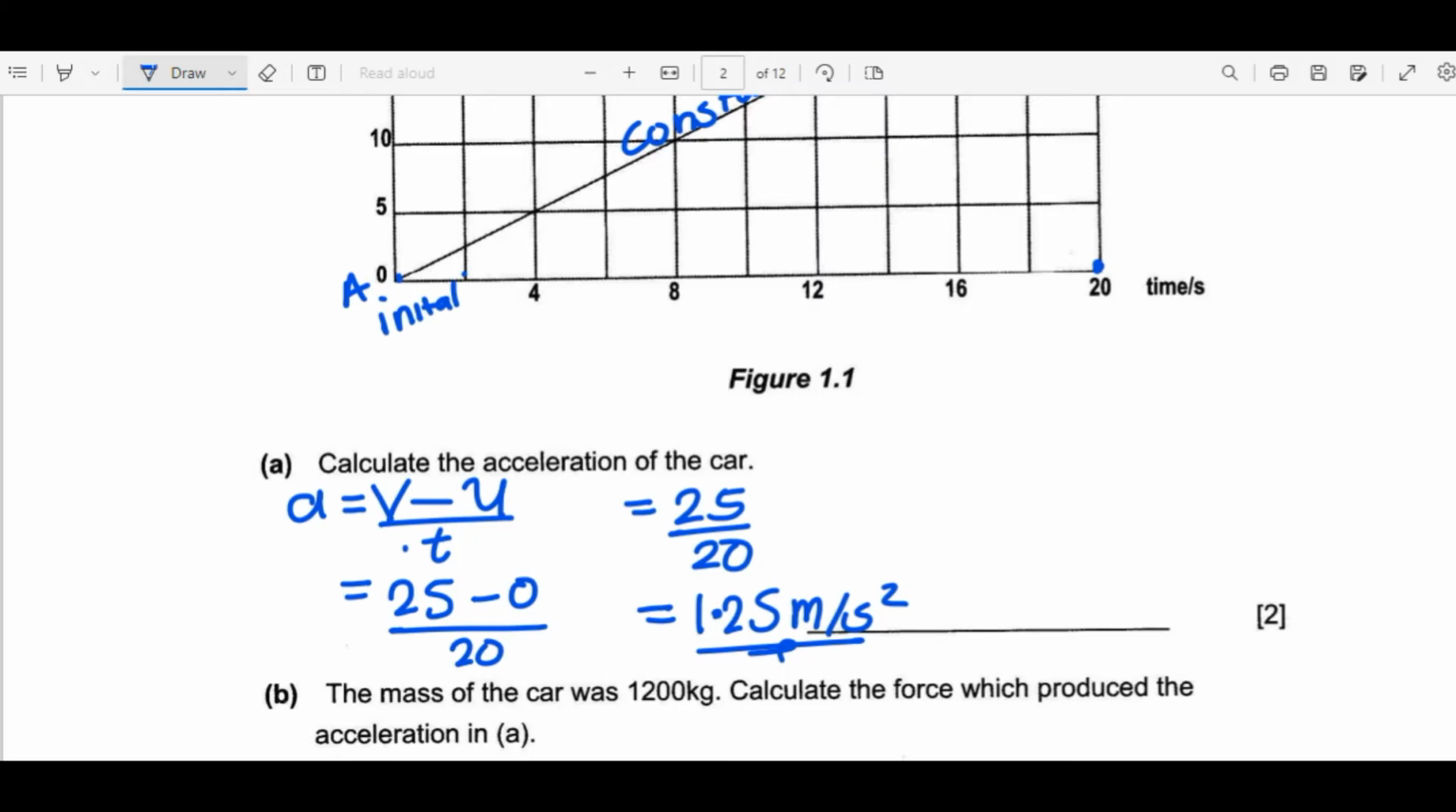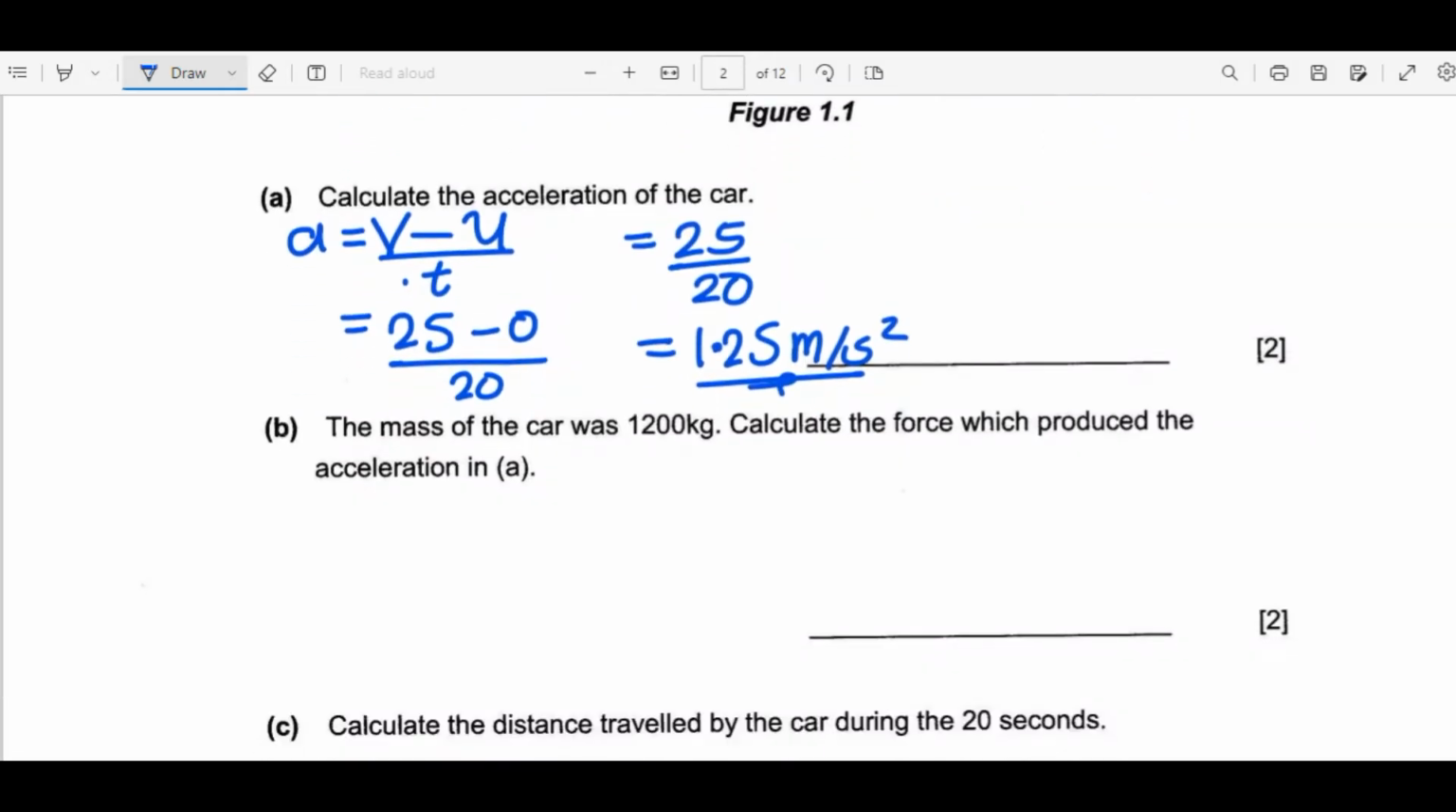Then we move on to question B. The mass of the car was 1,200 kg. Calculate the force which produced the acceleration in A. So for the force, which is our net force, it must be equal to mass multiplied by the acceleration. If the mass was 1,200 kg and the acceleration is this, how much force do we need for a car to accelerate at this rate?